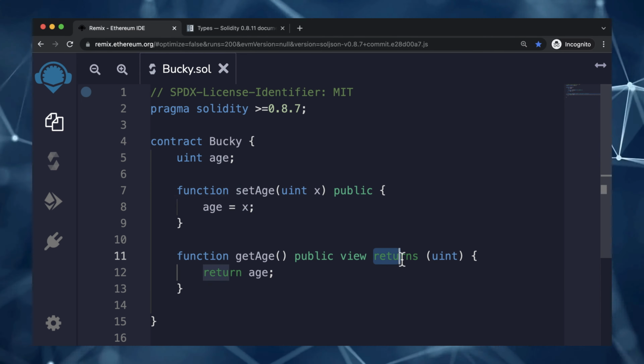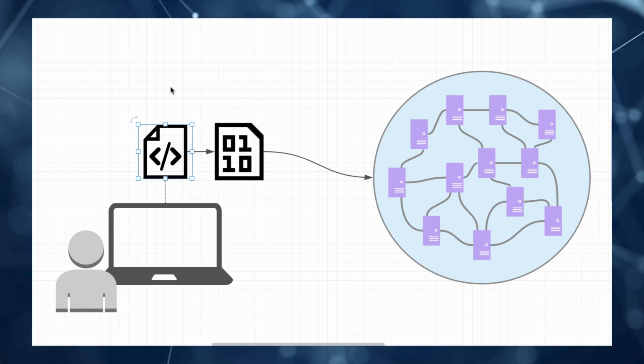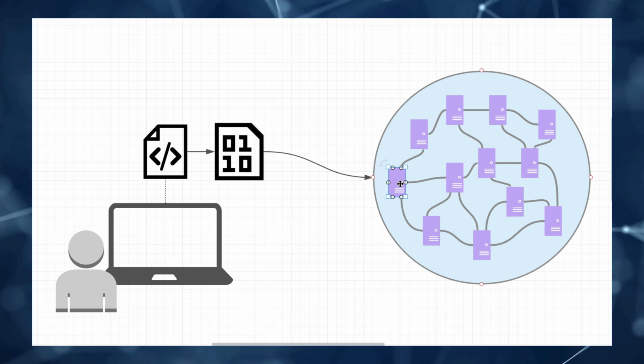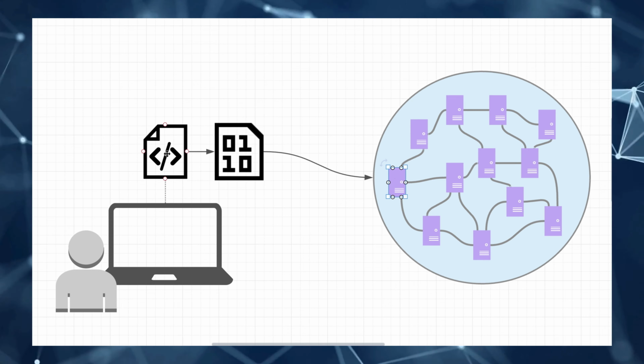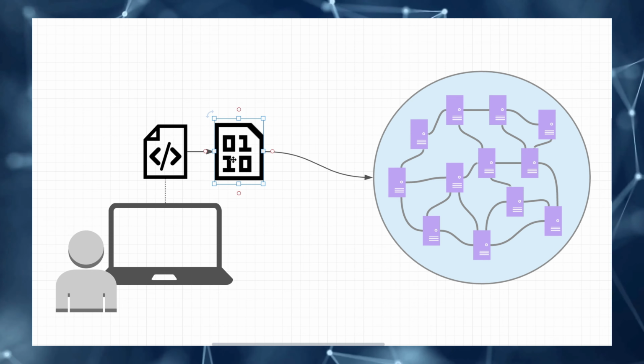Now, before we take a look at the compiler, let's go ahead and review why we even need to compile it at all. We are going to be writing source code, and we just saw that. It was just human readable Solidity code. Now, these nodes on the network actually don't run that source code. They need to run bytecode, ones and zeros.